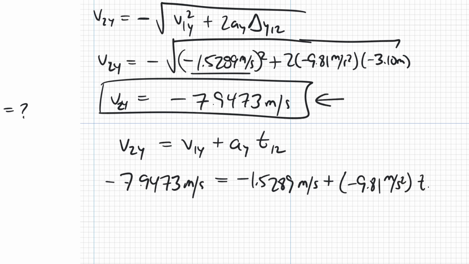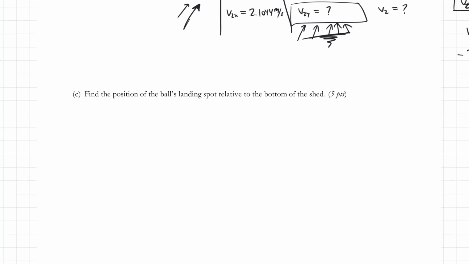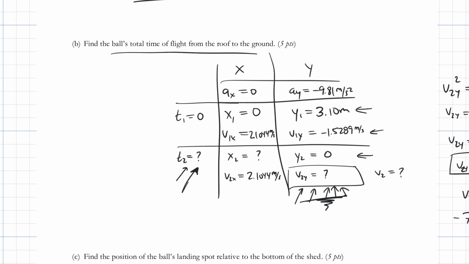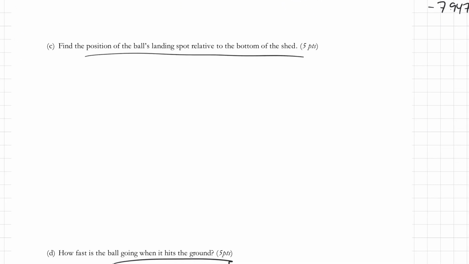Oh, I didn't solve for time first. Okay, well, this is a little sloppy, but you can do the algebra here. Be careful when subtracting negatives that you remember how to do it. And we get 0.65427 seconds. Okay, and for reporting purposes, that's 0.654 seconds. So where was that? Where's the time? Oh, find the ball's total time of flight. T from 1 to 2 is 0.654 seconds.